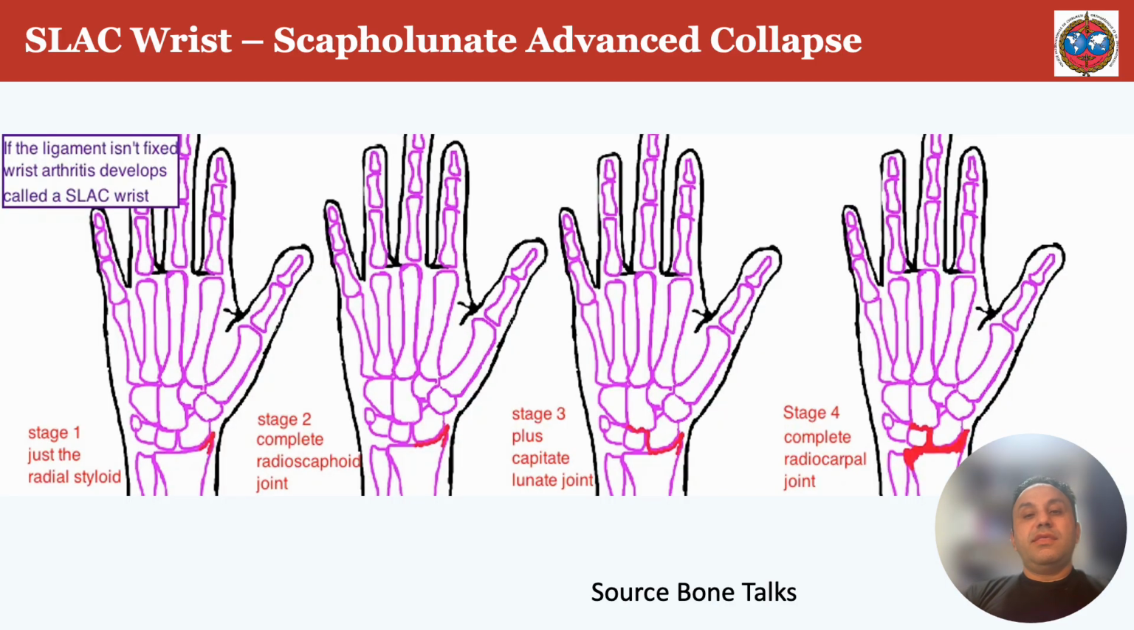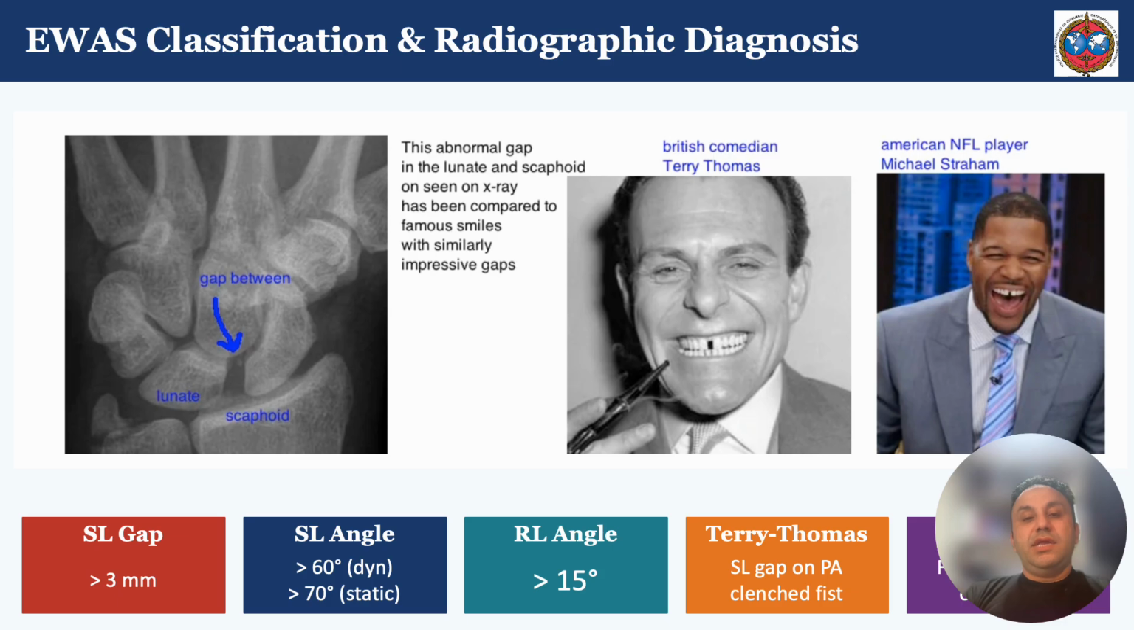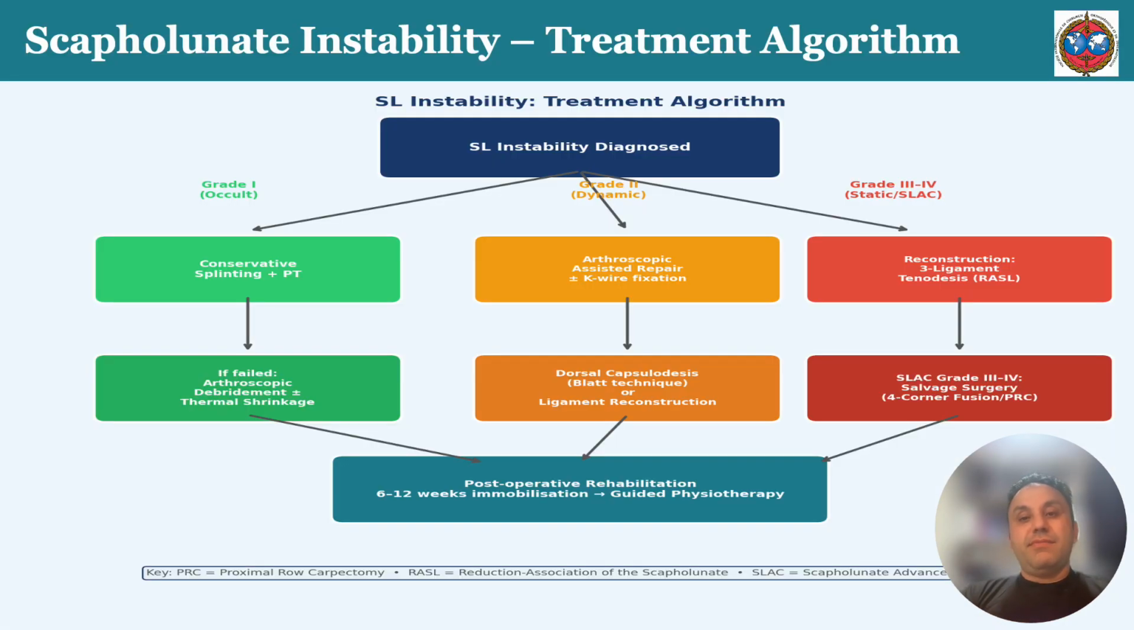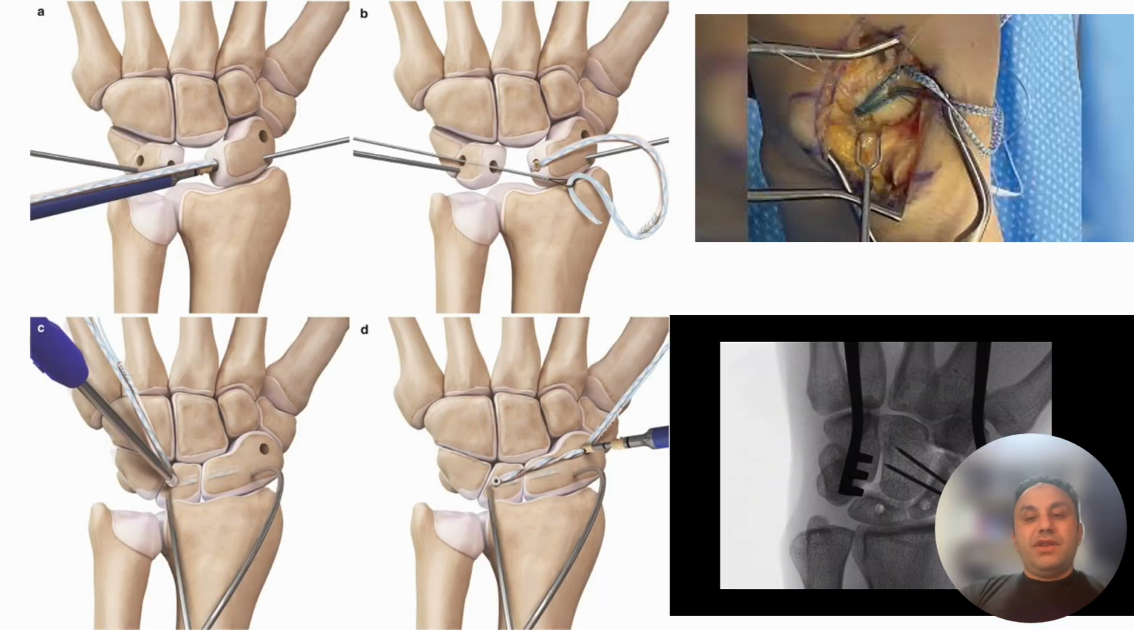And you can see the different classifications here. When you see these patients, you look for the Terry Thomas sign. You have to measure the angles. It is an injury that shouldn't be missed because it can be a life-changing injury. This is a summary of the treatment algorithm, and it is very debatable.